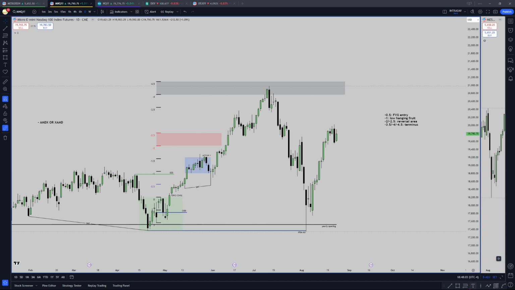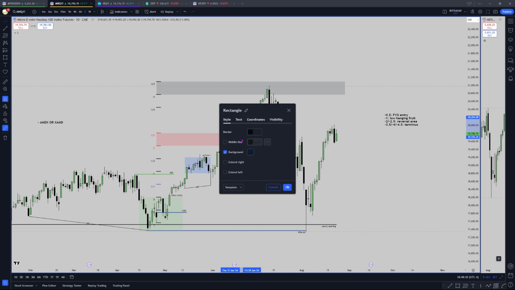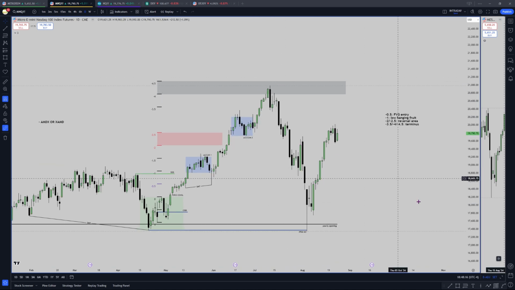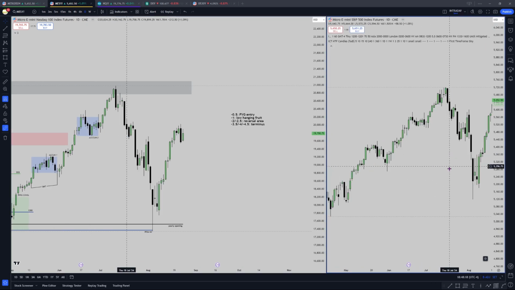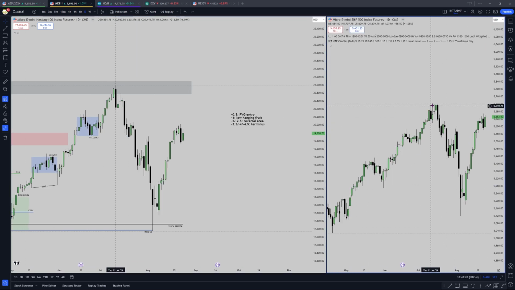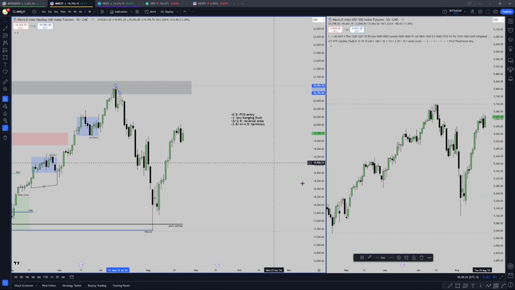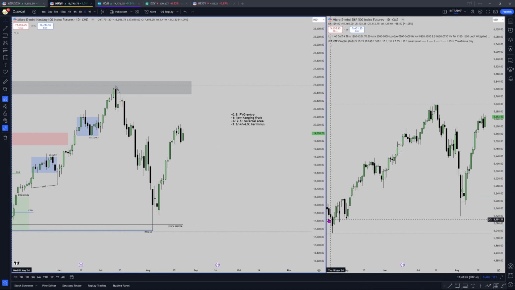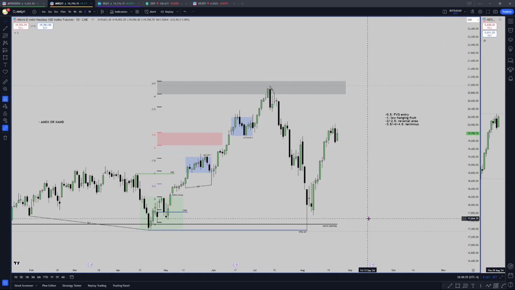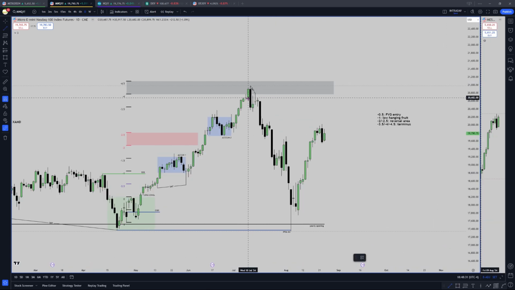So accumulation, expansion, reaccumulation. And then expansion, and we reach our terminus, and we form an SMT up here. You see how ES keeps pushing up while the NASDAQ pushes lower? This is a good indication that price will reverse. We form an SMT. We get a change in the state of delivery.